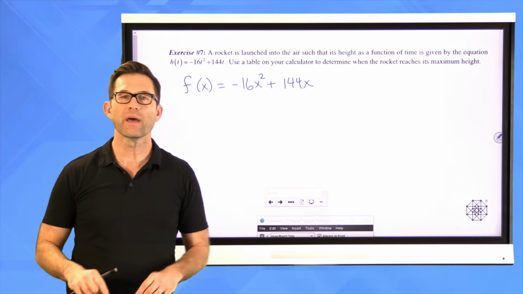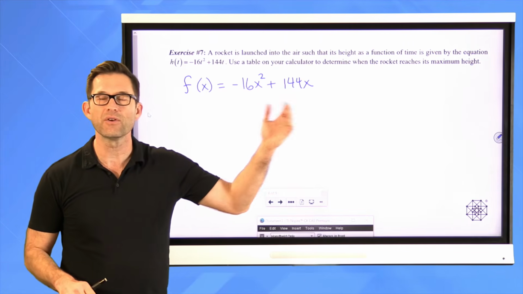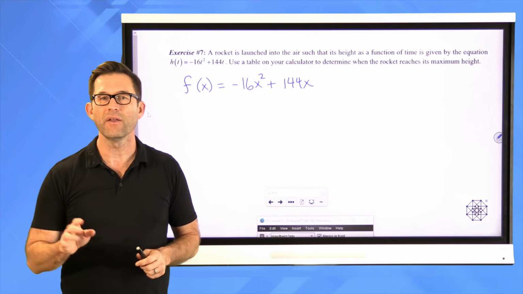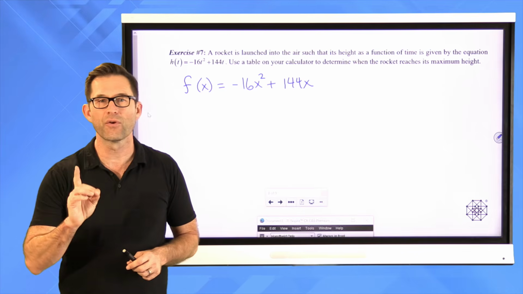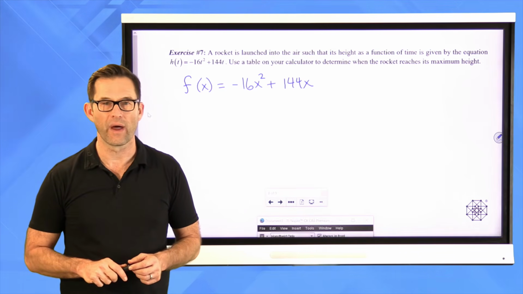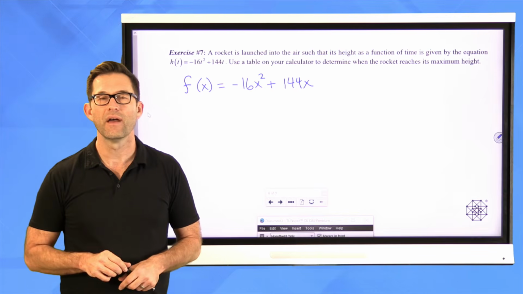So here's what I'd like you to do. I'd like you to put this into your calculator, and I'd like you to play around with your table. And as a little hint, my bet is on the first shot using your table, you might not quite get this answer right. So take a look, and then we'll revisit it.